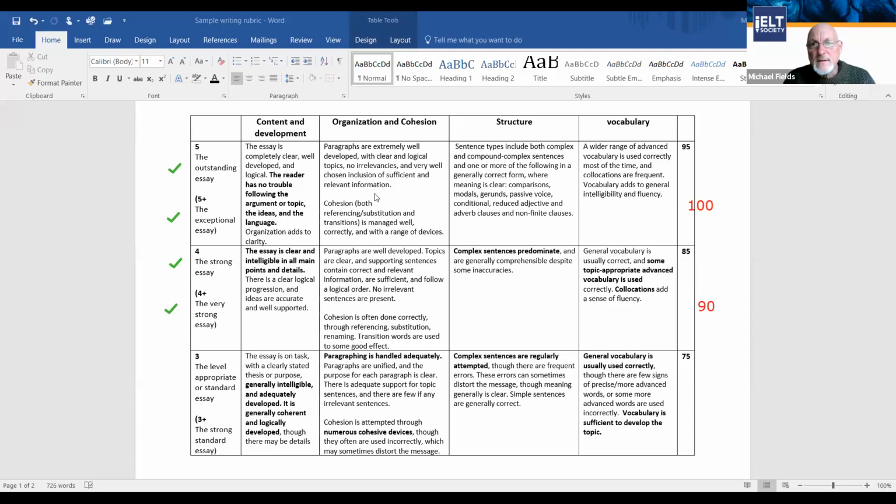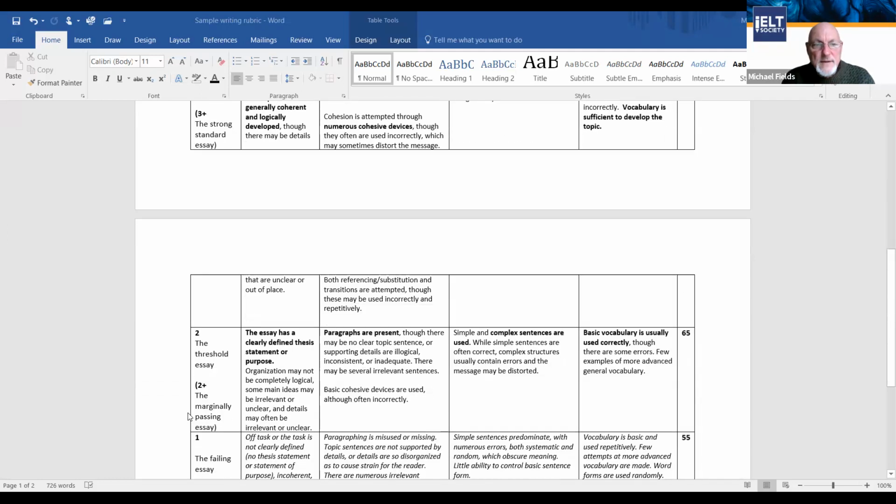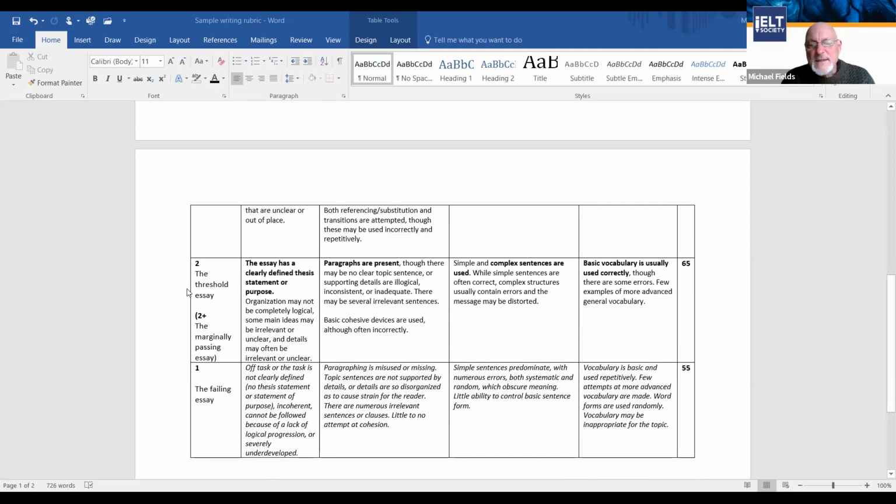The level appropriate, or the standard essay, is a 3. Strong standard essay is a 3+. The threshold essay is a 2. It's just barely, barely passing. And the 2+, the marginally passing essay, and 1 is the failing essay.